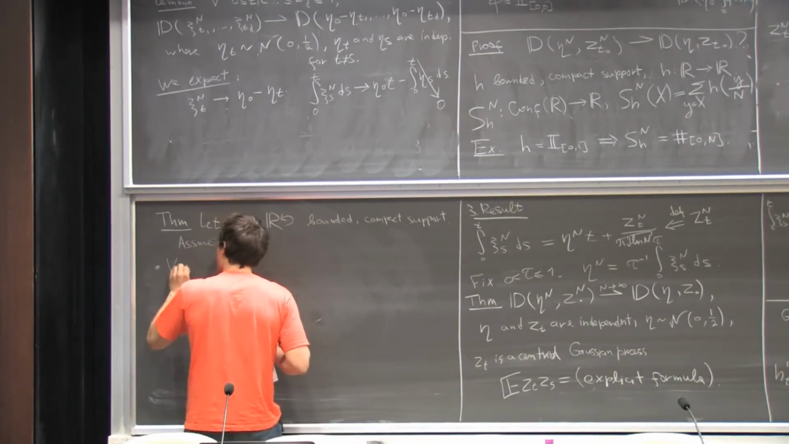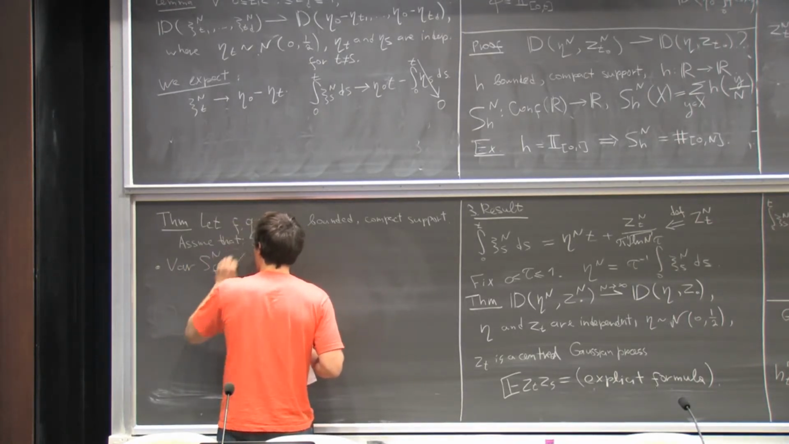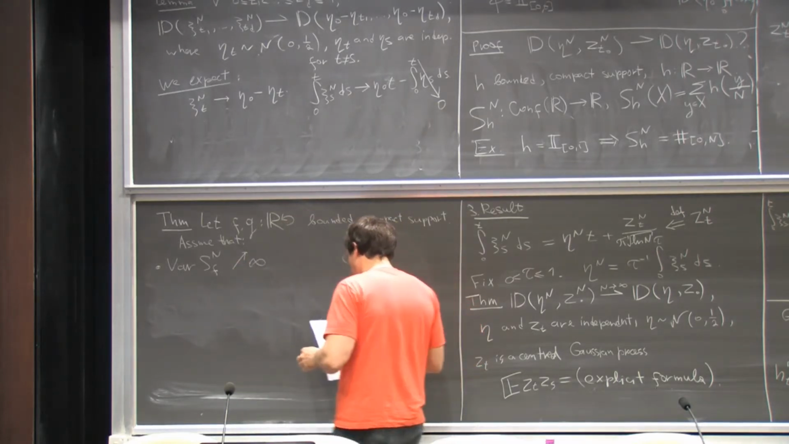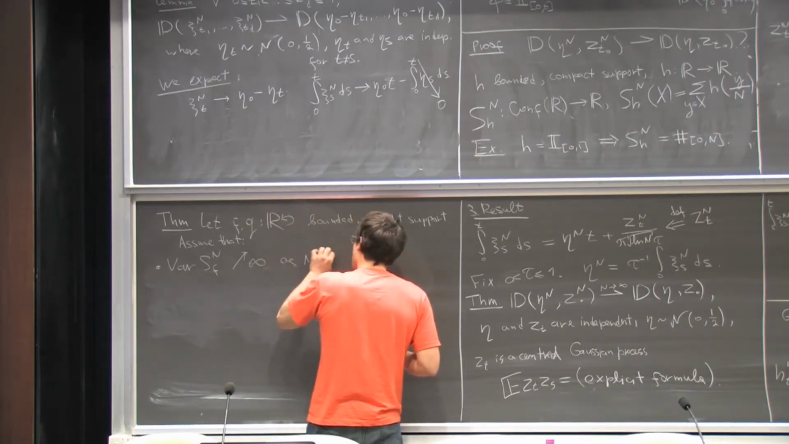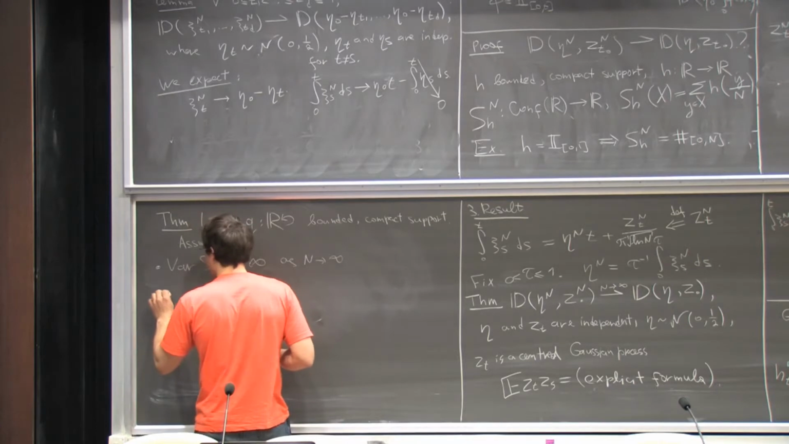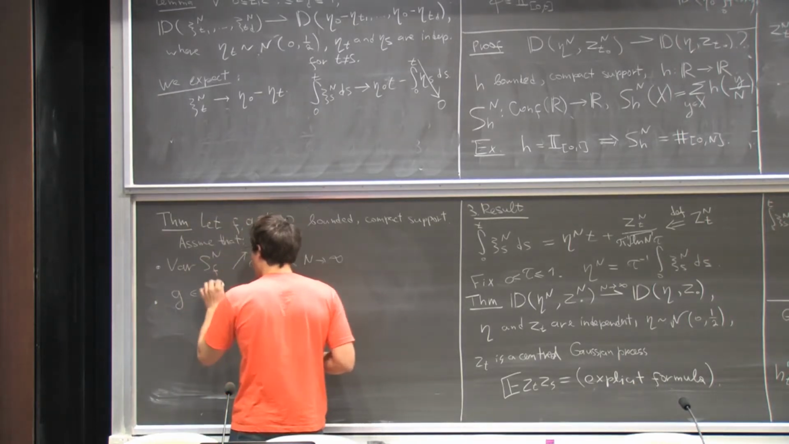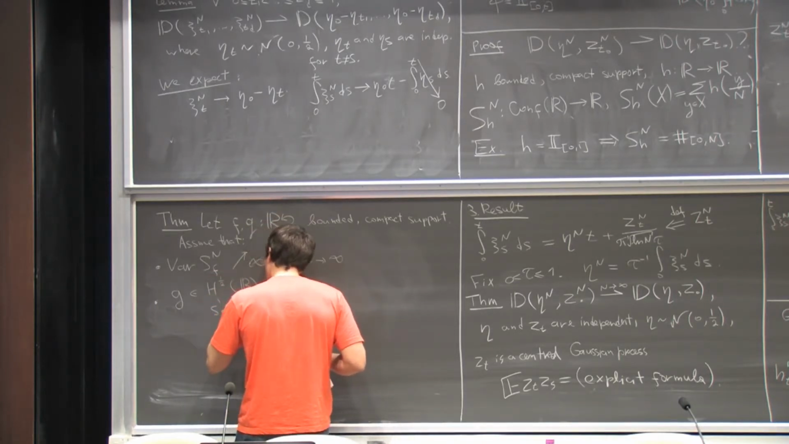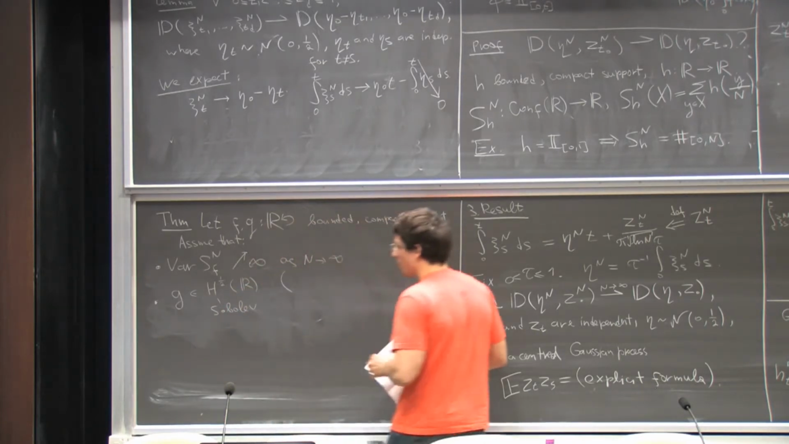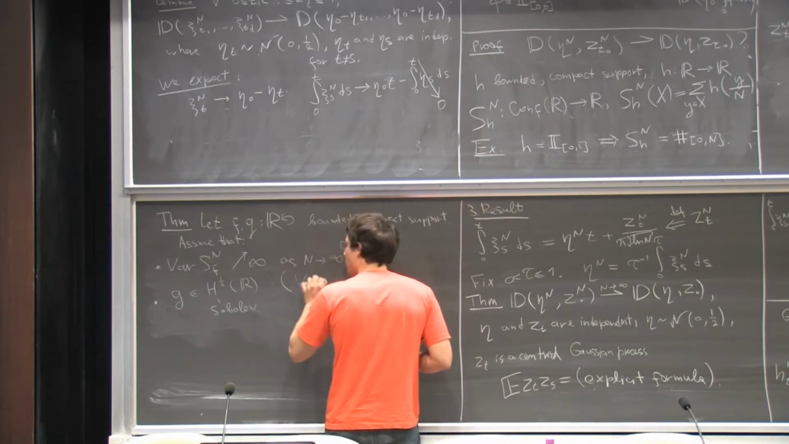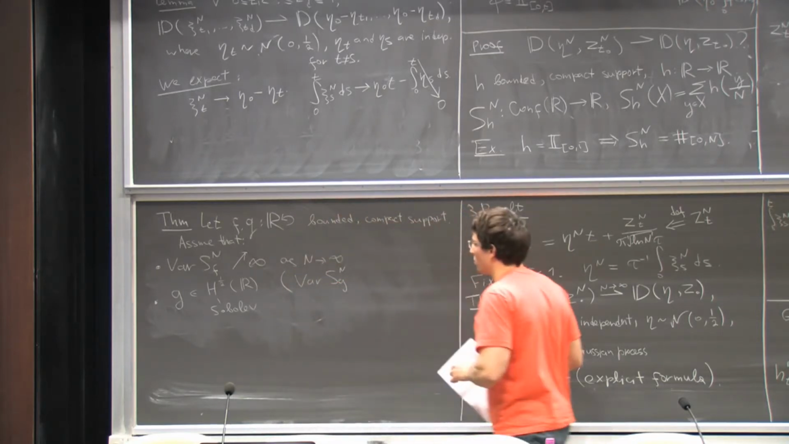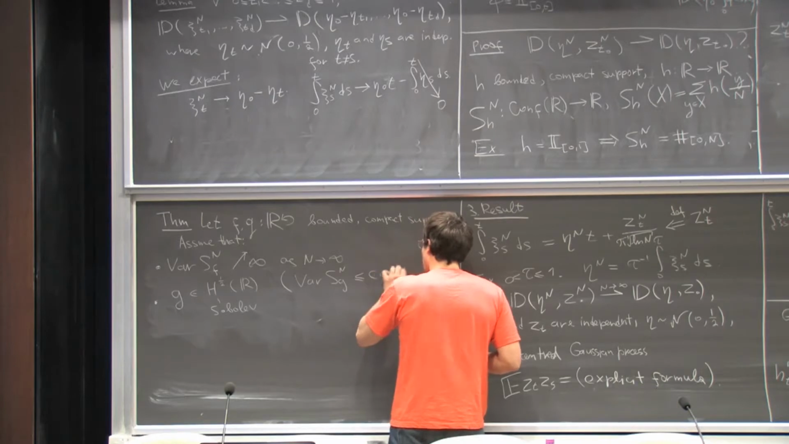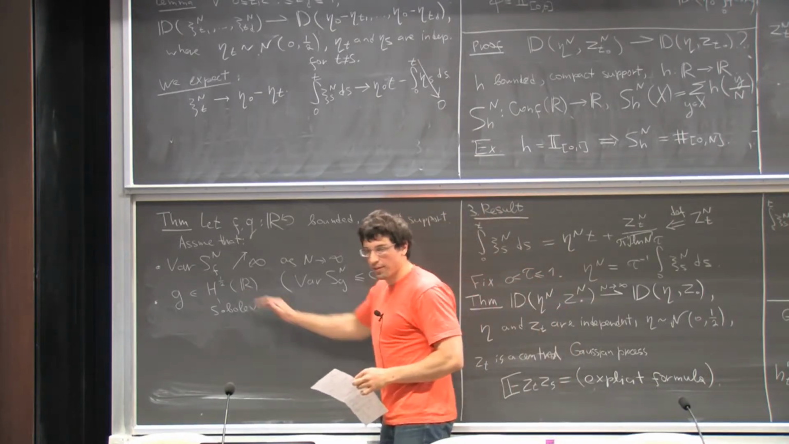First, we assume that the variance of the linear statistics corresponding to the function f grows to infinity as n goes to infinity. The rate of the growth is not important here. Second, let us assume that the function j belongs to the Sobolev space H^{1/2} of R. So this is the Sobolev space. In particular, this implies that the variance of the linear statistics corresponding to the function j is just bounded, but this is slightly stronger.